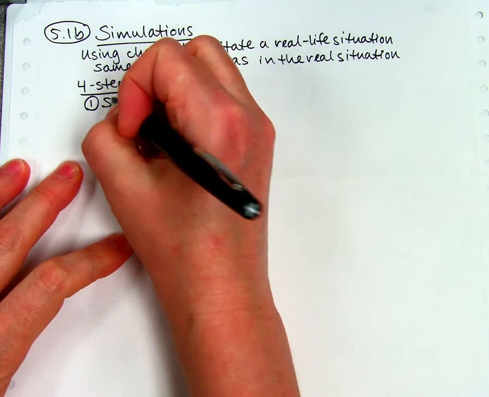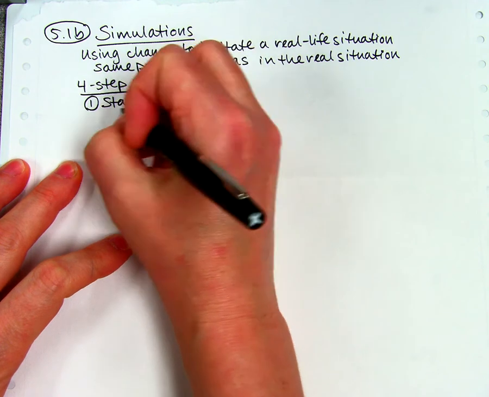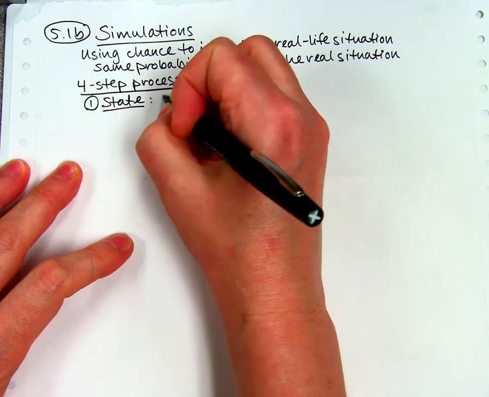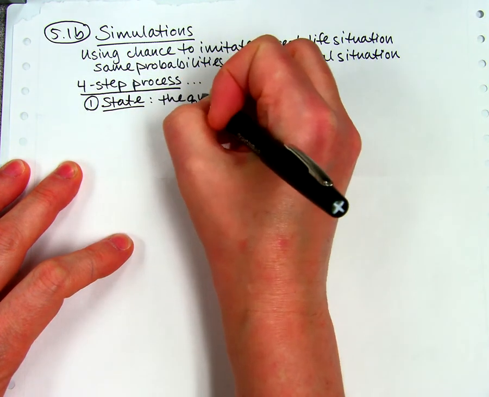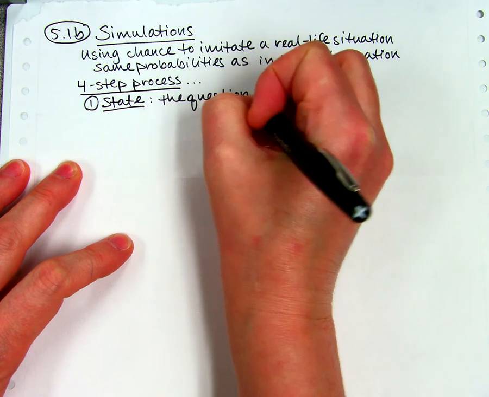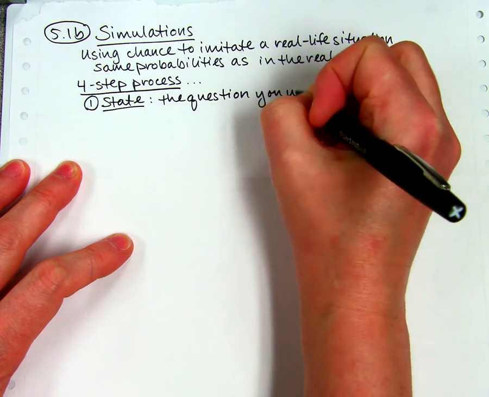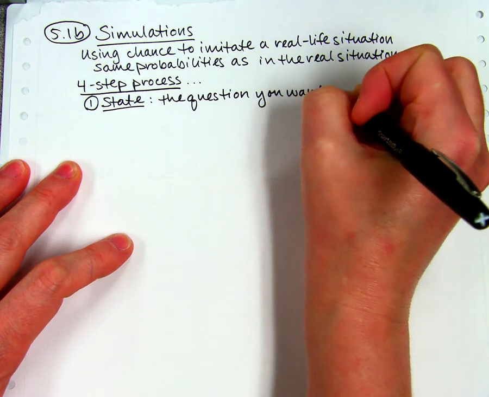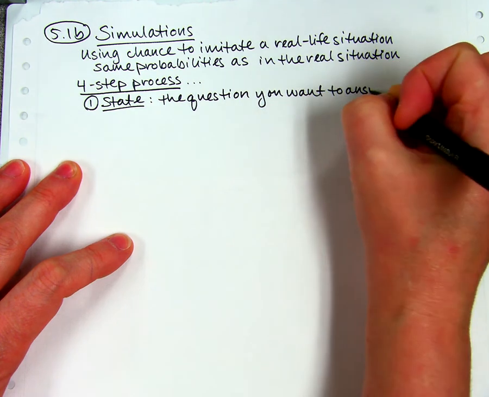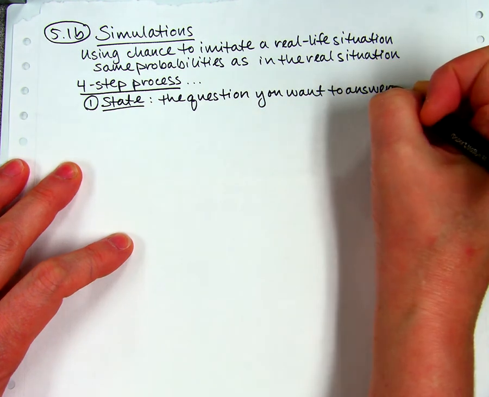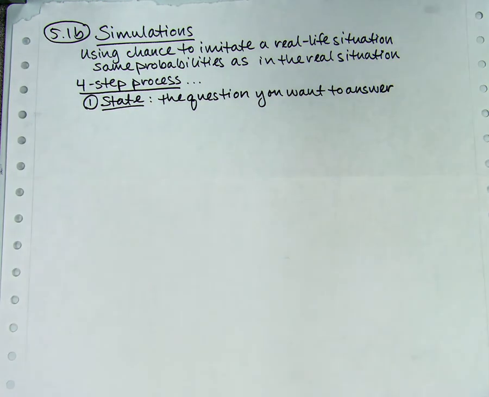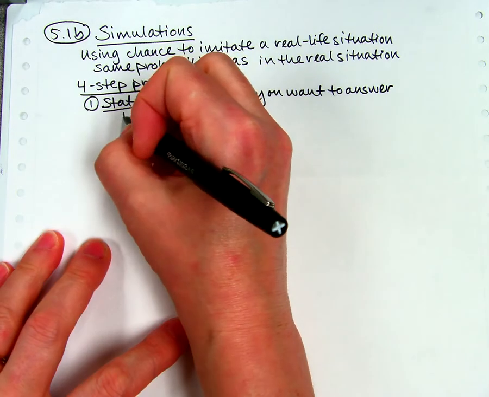Step 1, as you know, is state the question you want to answer. And usually that's a question about the probability of something in a real life situation. We saw one of these in the warm-up, and I'll use that as my example for this first one.